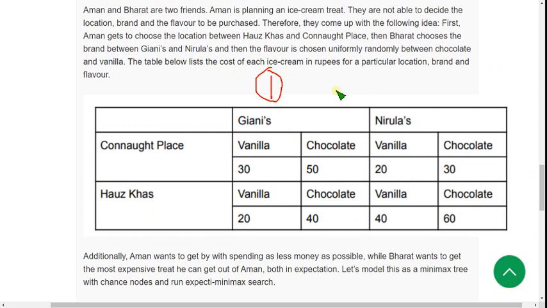First we choose minimum, that means Aman chooses minimum, next Bharat chooses maximum. Then what happens automatically next? It will be minimum, right?